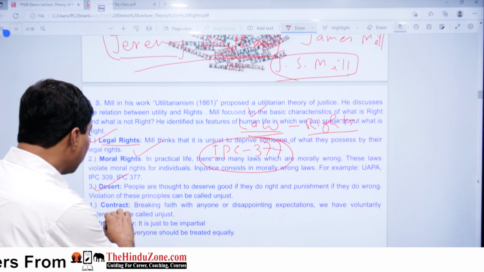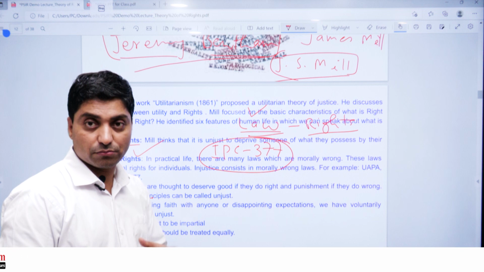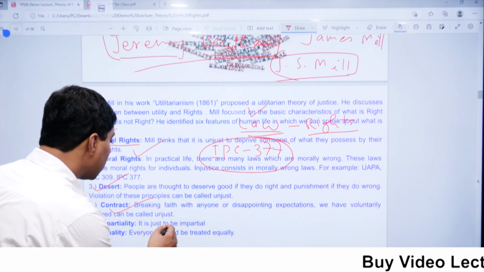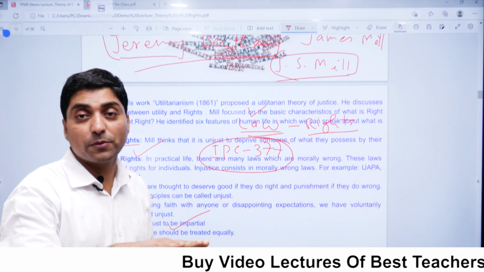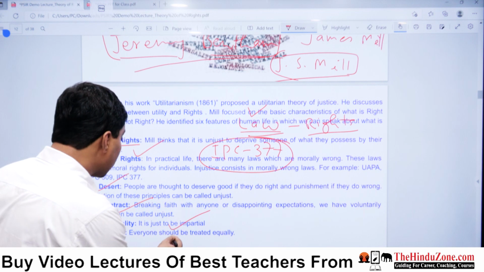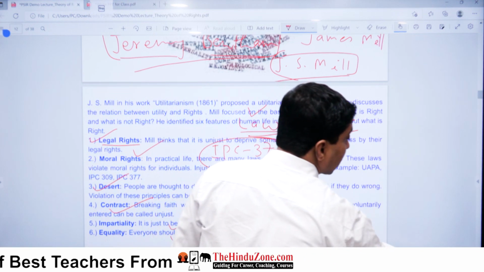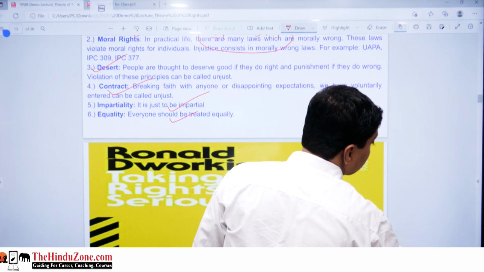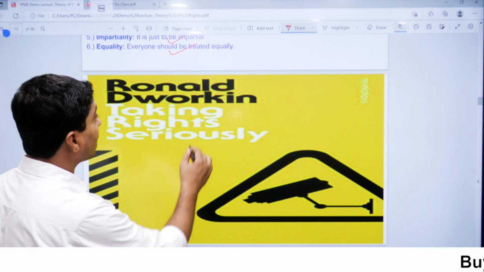Then he talked about contract. If someone has done a contract and that belongs to that person, there should be rights. Now he said impartiality, right? State should not be partial, everyone should get rights. Then he said equality, everyone should be treated equal. In this way he gave the idea of utilitarian right.